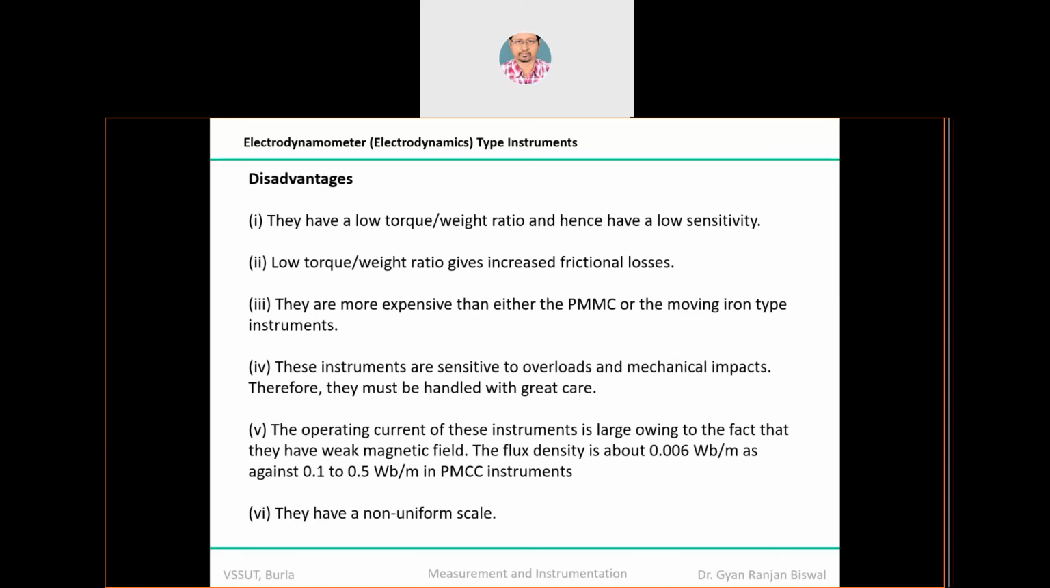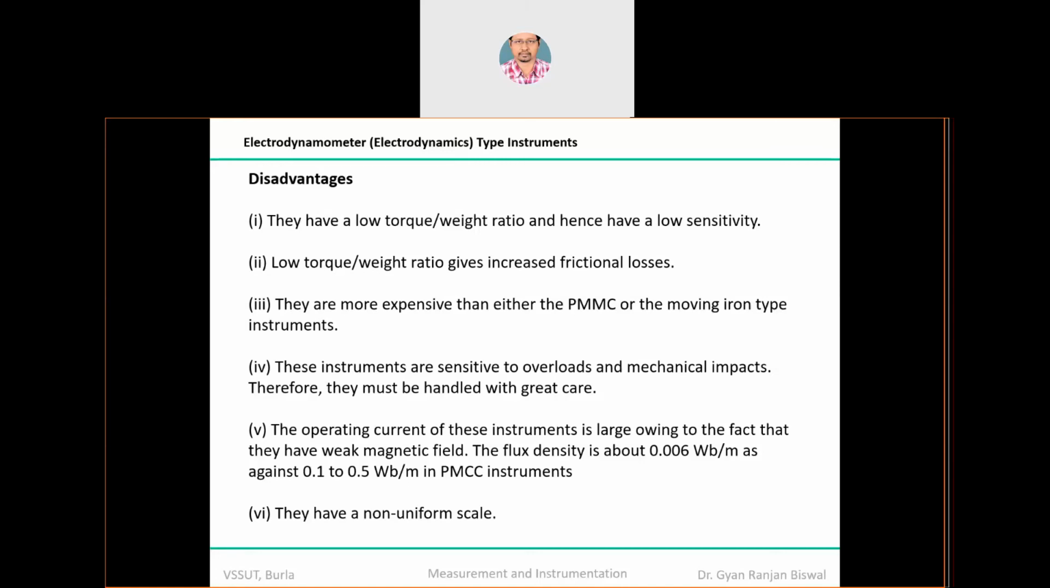The instruments are sensitive to overloads, and mechanical impact can also be there. The operating range is between 0.1 to 0.5 weber per meter squared in PMMC instruments, whereas in the case of the electrodynamometer type of instrument, it is around 0.005 to 0.006 weber per meter squared. Very low, very low.